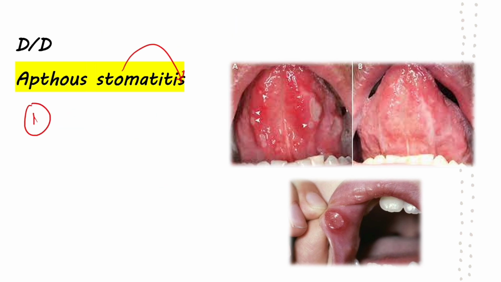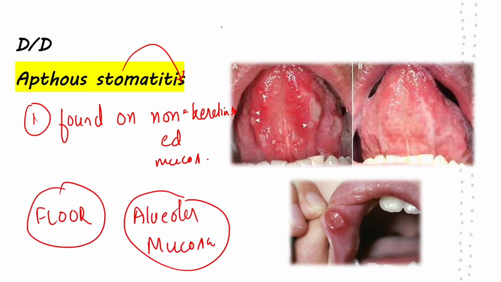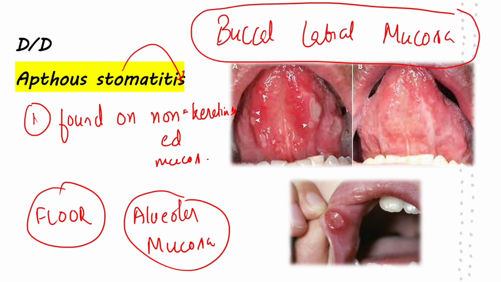In contrast to herpetic lesions, the aphthae or aphthous stomatitis are commonly found exclusively on non-keratinized mucosa, such as the floor of the mouth, the alveolar mucosa, and the buccal and labial mucosa. So these were some examples of how we differentiate herpes simplex virus infection from other diseases.